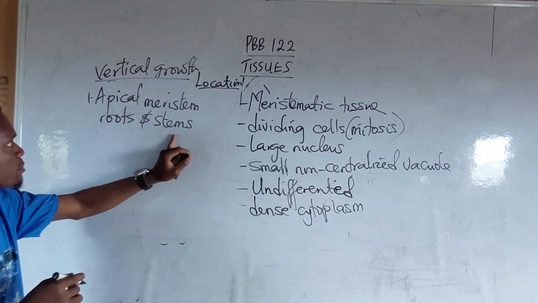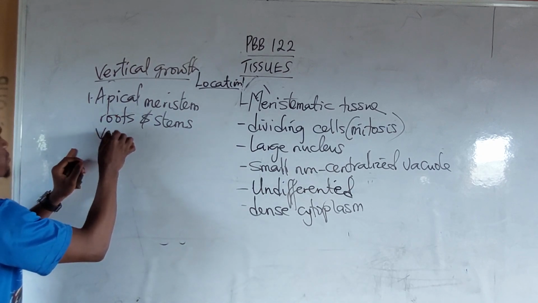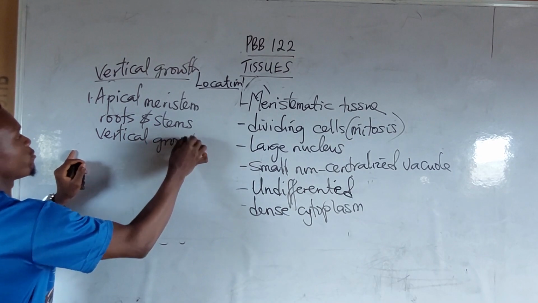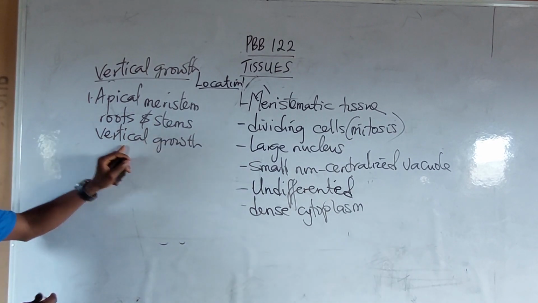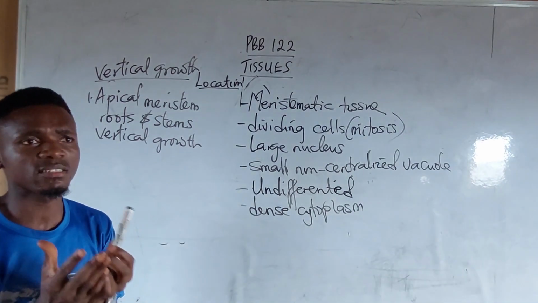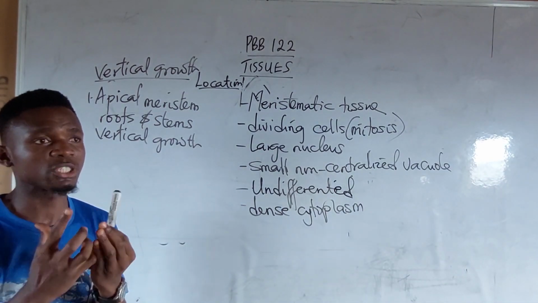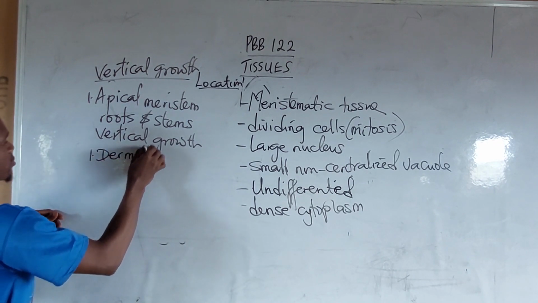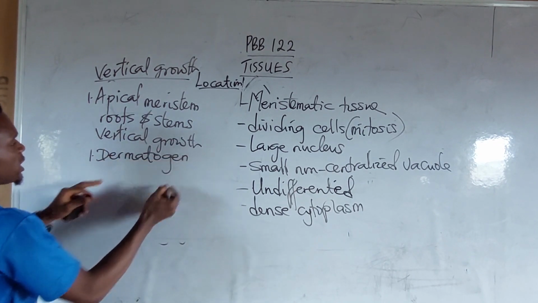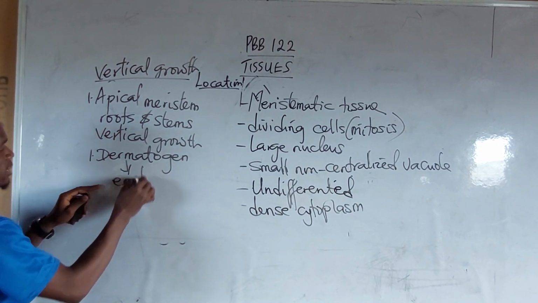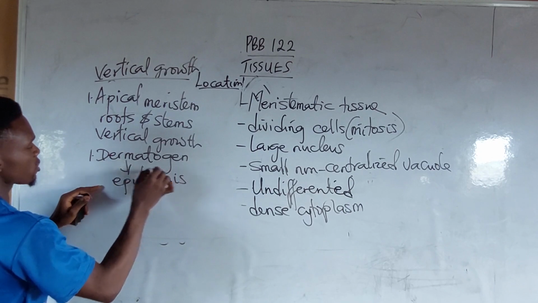What do they do? They enhance the vertical growth of plants. Now, this apical meristem is made up of specialized cells. One, the dermatogene. Now, the dermatogene of the plant gives rise to the epidermis of the plants.